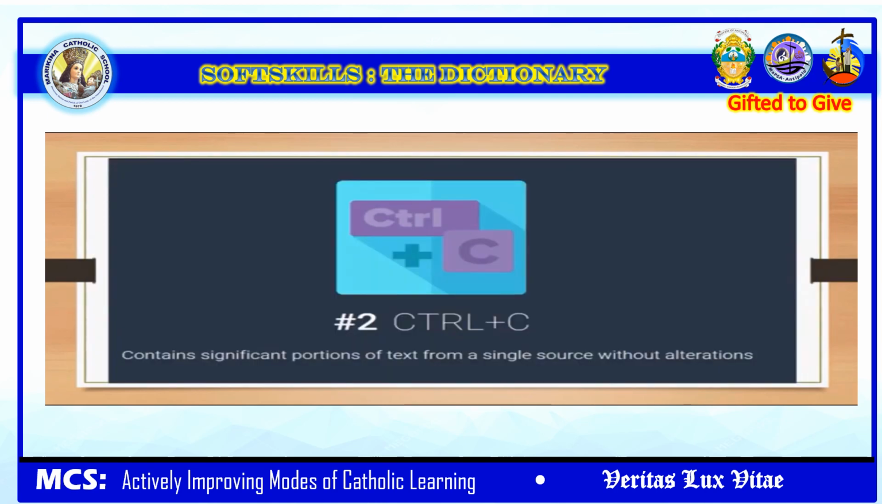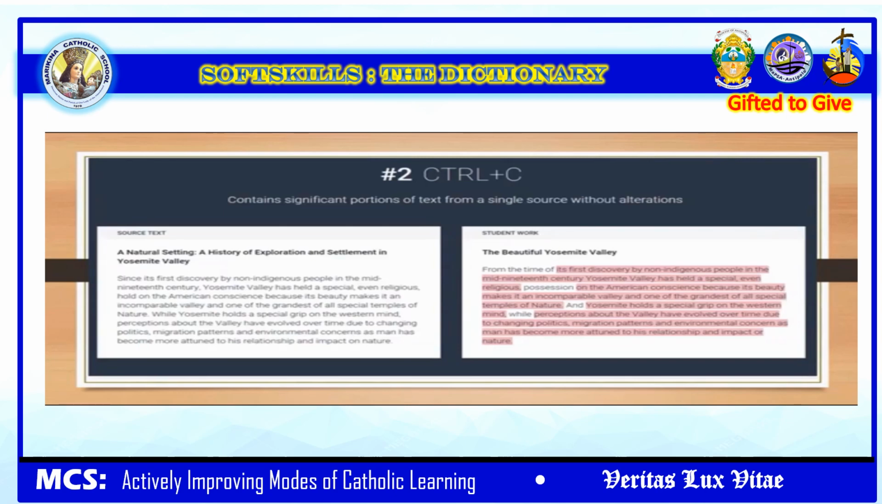The second type of plagiarism is Control-C. A Control-C is a written piece that contains significant portions of text from a single source without alteration. It is called Control-C because that is a shortcut on a PC computer that lets you copy text. This form of plagiarism is essentially copying and pasting your assignment paper or project without any citation, quotes, or credit to the author. Here's an example from Turnitin. As you can see, the majority of the student's work has been copied verbatim, without any credit to the author. It's amazing to see only 7 words have been changed in the student's work compared to the original source text.